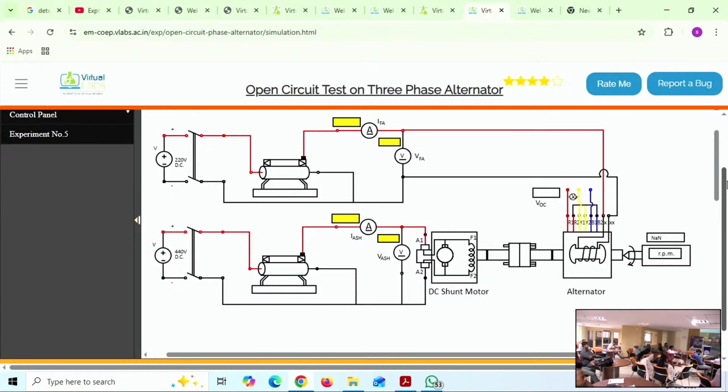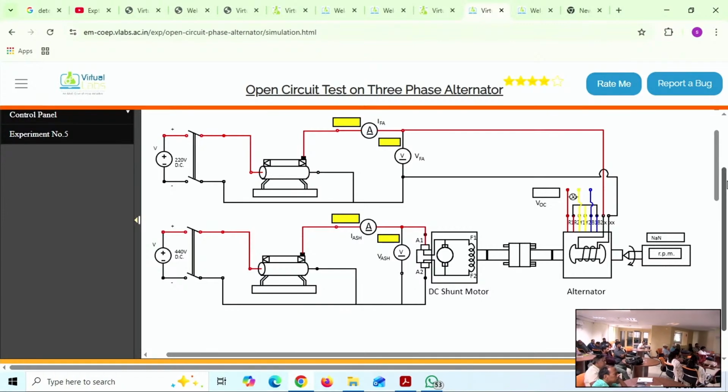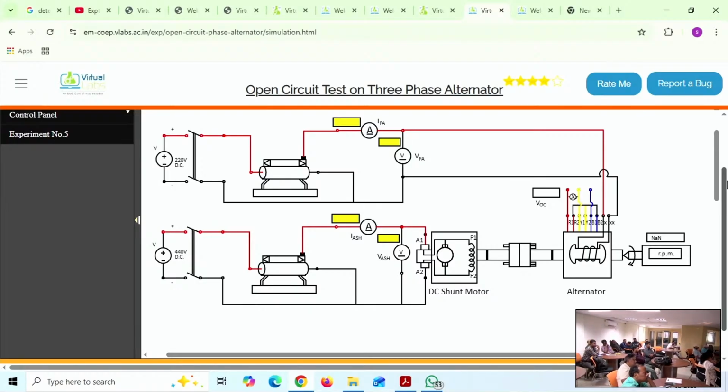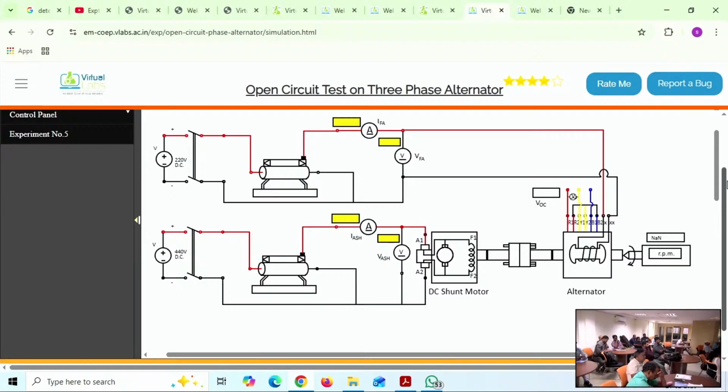So, in practical machines, we use an exciter. DC shunt generators we generally use at power plants as an exciter. Exciter means giving the field excitation by means of field current, IF. Right. After that, we close the field excitation circuit, then we will vary the field excitation in steps. Then what to calculate?